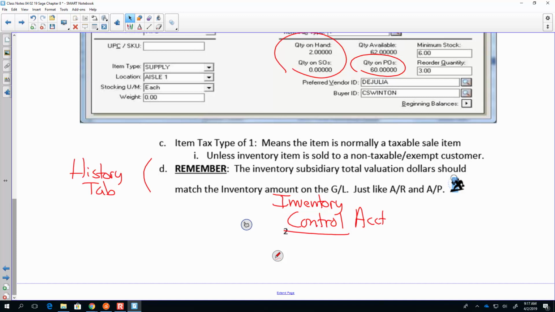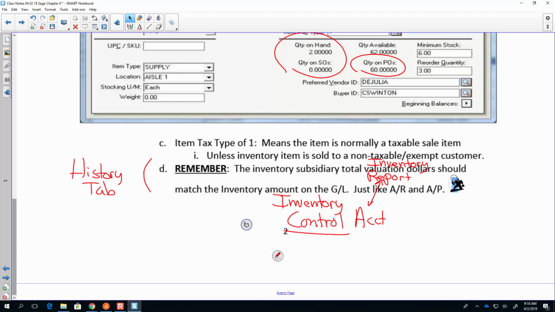The report that we run is called the inventory valuation report. That has to match the control, just like accounts receivable and accounts payable. Your banker will ask you to run the aging report for accounts receivable and the accounts payable aging report, and those better match what's on the balance sheet. They will also ask, if you're tracking inventory, for the inventory valuation, and that should match the inventory number on our balance sheet. Makes sense, right?